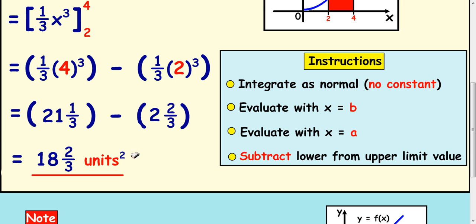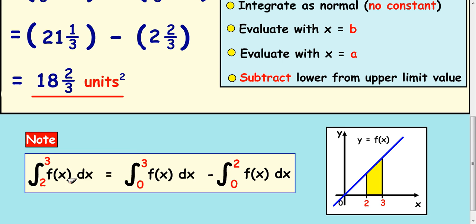Notice I put units squared in here, because we don't actually have a unit of centimetres or metres or anything, so we always put units squared at the end. We have to remember we're calculating an area. So this is really what's happening here. We're integrating between 4 and 2. You're integrating from 4 to 0, and then you're subtracting 2 to 0.